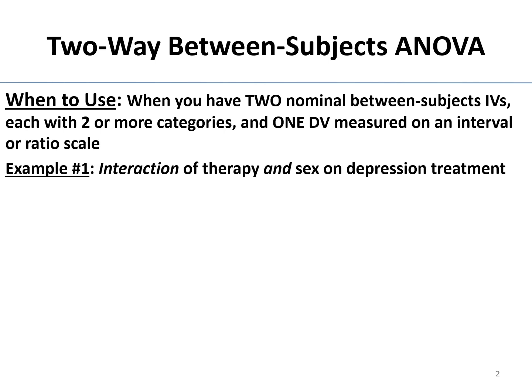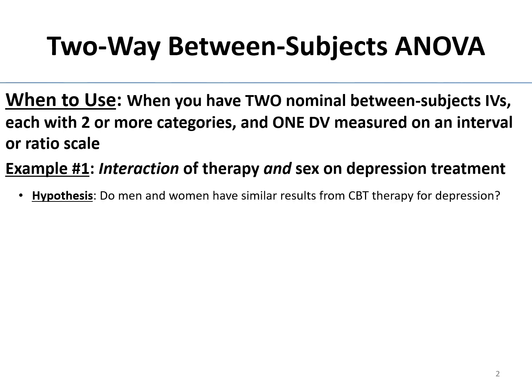So here's an example. Let's say you were going to look at the interaction of therapy and sex on depression treatment. So two independent variables. Here's your hypothesis. It's just two-tailed. Do men and women have similar results from CBT therapy for depression? Independent variable one is therapy level, which has two levels: no therapy versus CBT therapy.